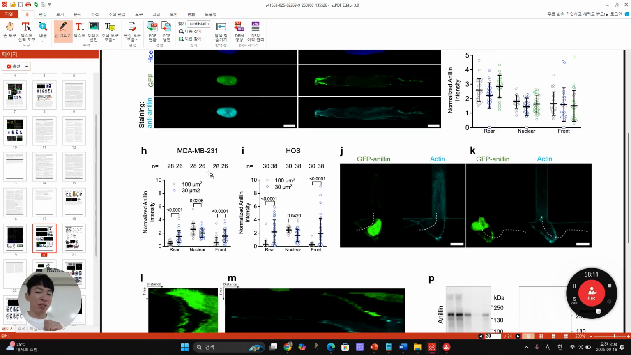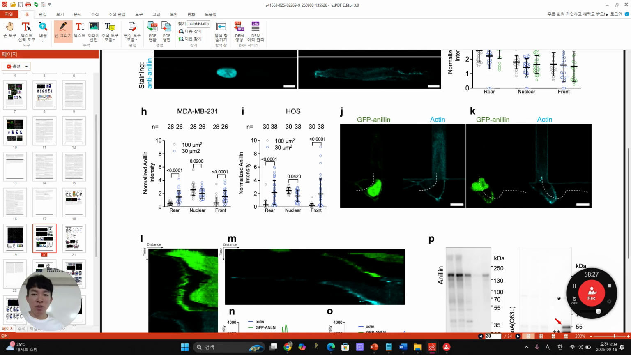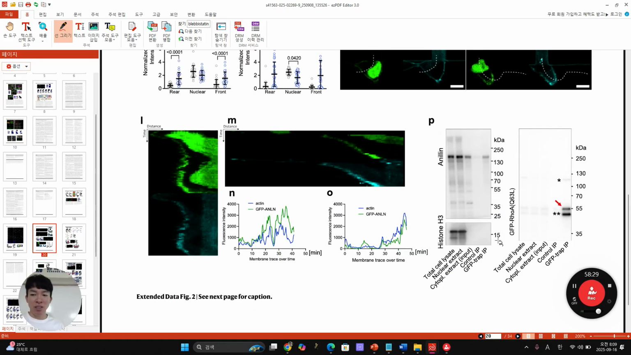This phenomenon is not only in their HT cells; in breast cancer cells and other cancer cells, you can see that most of the rear and nuclear front in the 30 micrometer confined channel have more anillin intensity at the edge. This is another cancer cell like that. And then actually, this is very important data. We have to show that this anillin is really bound with RhoA. I'm going to show you the mechanism later.